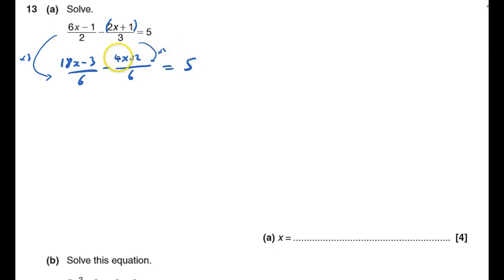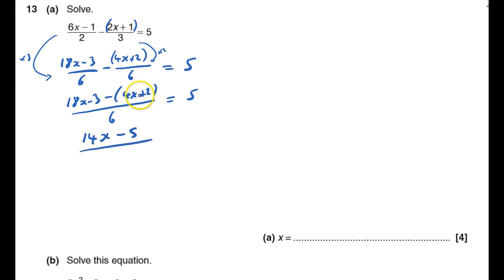So what I'm doing is collecting this. I'm going to still put my brackets in here, because it's a minus the whole of this fraction. They're both over 6, so I'm going to put them over 6. I've got 18x minus 3 minus 4x plus 2, and that equals 5. What have I got on top? How many x's I've got? I've got 14x, 18x take away 4x, and I've got minus 3 minus 2, so that's minus 5. So it's that over 6 equals 5.